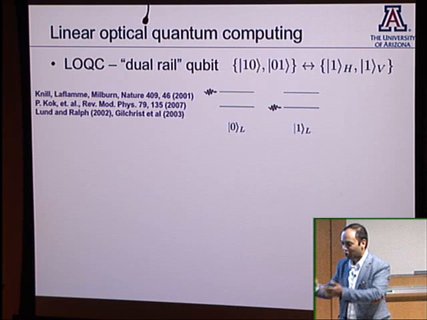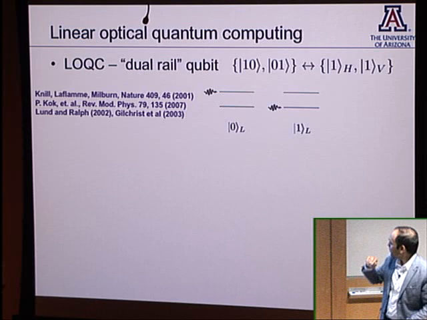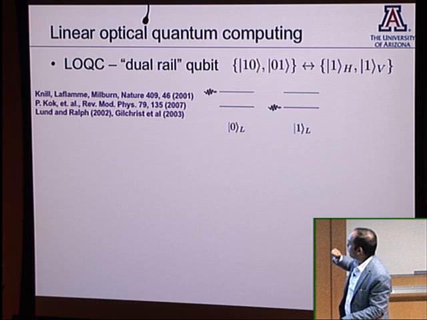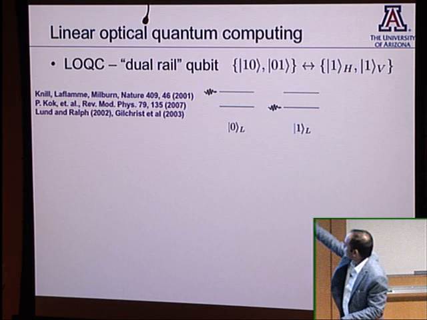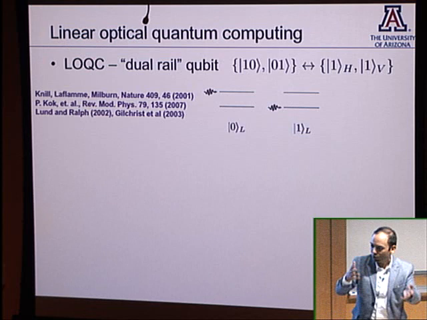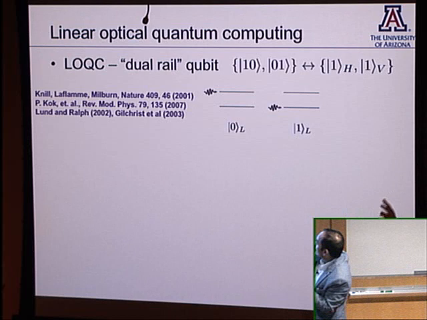Okay, let's talk about photons for a moment, and see how far you can get along. So the dual rail qubit is the most common form of qubit. This was introduced by that KLM paper I mentioned, the 2001 paper. You have a single photon in one out of two rails, or one out of two modes. These could be spatial modes, temporal modes, or polarization modes. A photon in one mode versus the other mode defines our logical qubit.